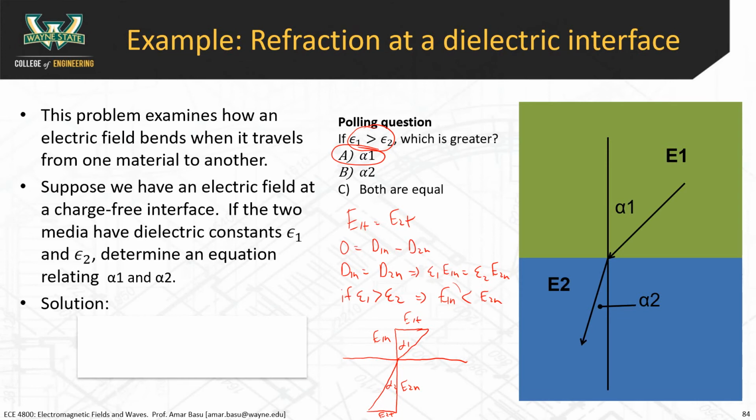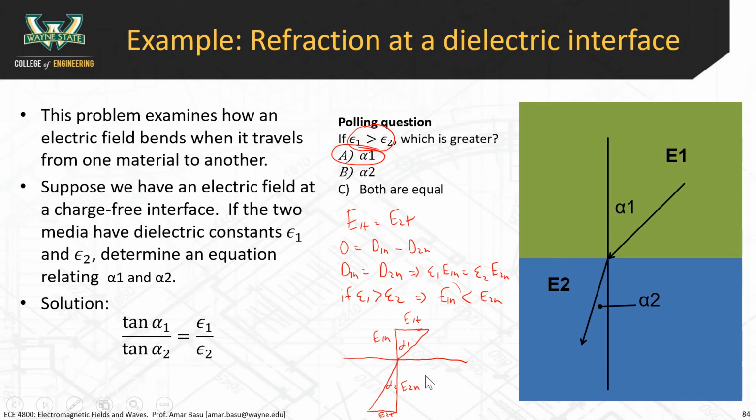Right, so this is a little bit of a geometry problem. Now the second part here is, if the two media have a dielectric constant, determine an equation relating alpha 1 to alpha 2. And I will just show you the result here: tangent of alpha 1 over tangent of alpha 2 is equal to epsilon 1 over epsilon 2. And the way that you do that is just by looking at this diagram real quick.